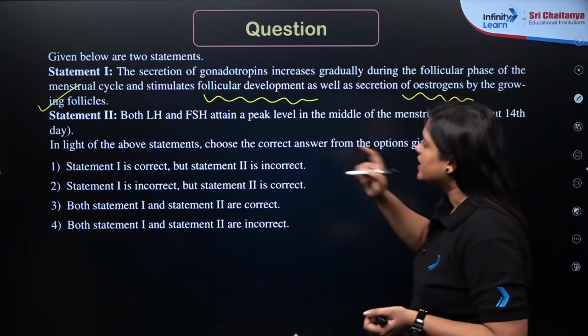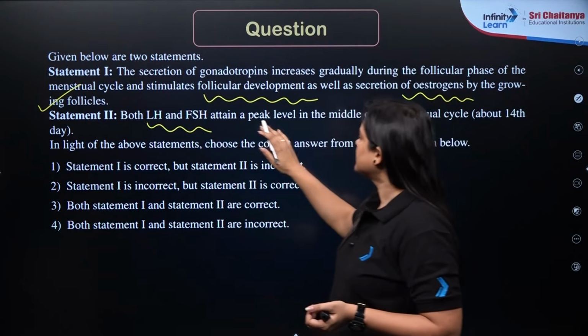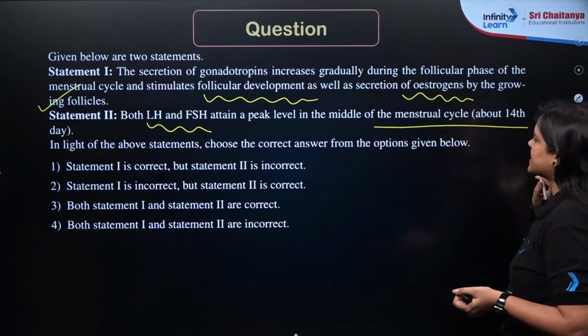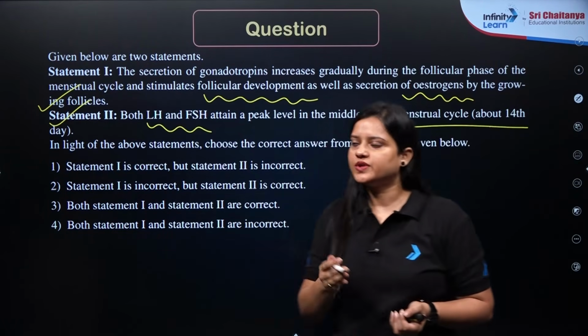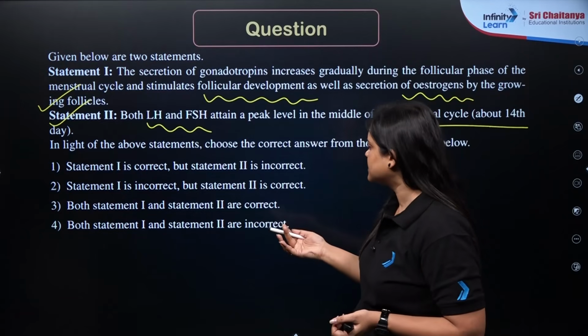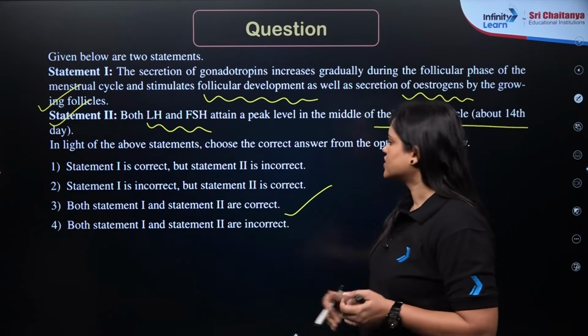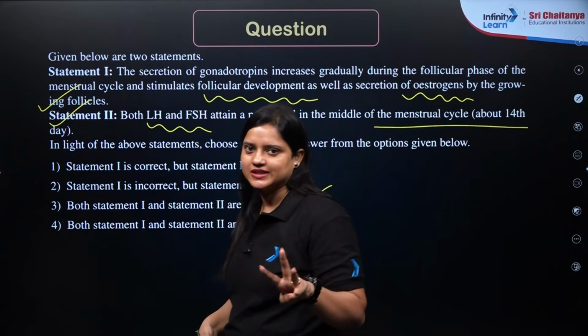So this is true. Both LH and FSH attain a peak level in the middle of the menstrual cycle, about 14th day. Yes, that is also true, and it leads to ovulation. So both the statements are correct. Okay, so correct answer here should be 3. Easy.